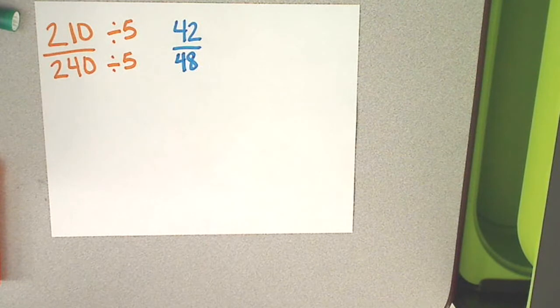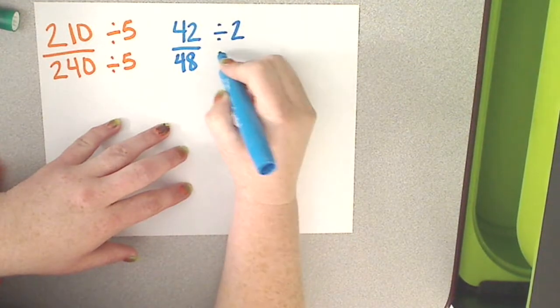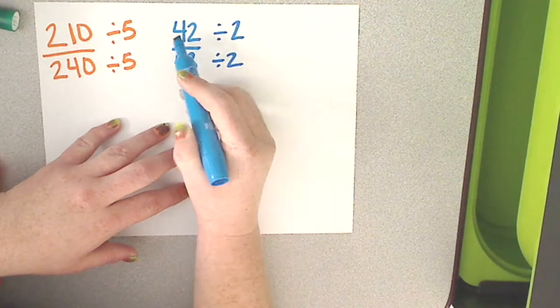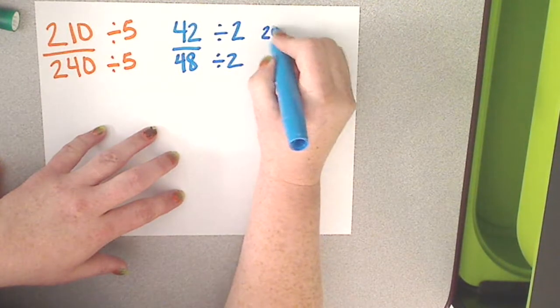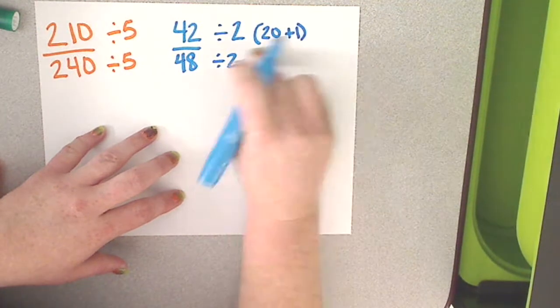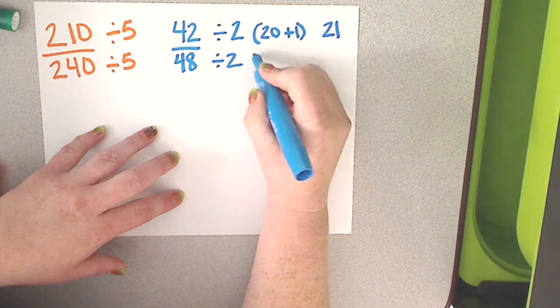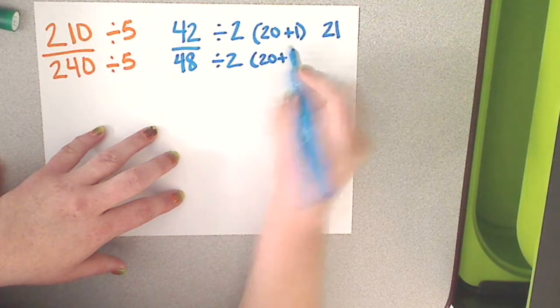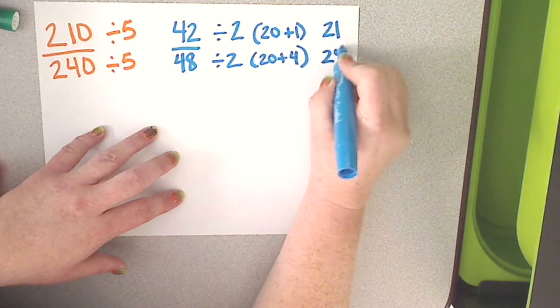These are now more manageable numbers. But let's say that you're not confident with these facts. Well, I know that I can still divide 42 by 2 and 48 divided by 2. Well, if 40 divided by 2 is 20 and 2 divided by 2 is 1, there's our partial quotients, that would be 21. 40 divided by 2 is 20. 8 divided by 2 is 4, so 24.